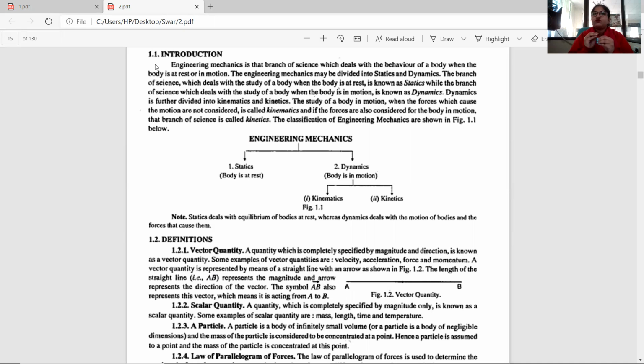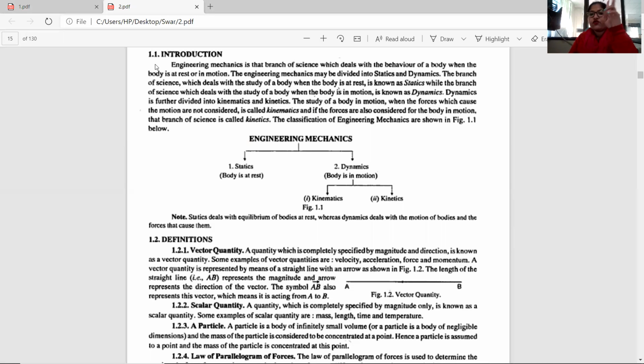In engineering mechanics, we study a body which is either moving or at rest. Engineering mechanics may be divided into statics and dynamics. The branch of science which deals with the study of a body when the body is at rest is known as statics. The word statics means at rest. And the branch of science which deals with the study of a body when the body is in motion is known as dynamics.